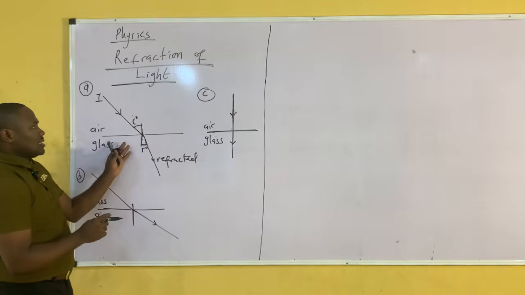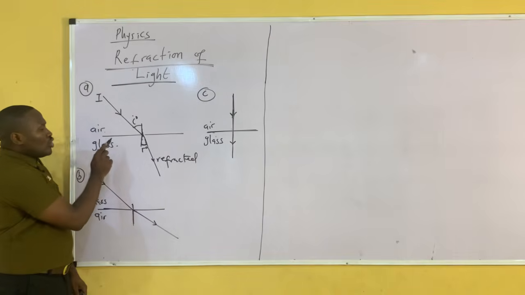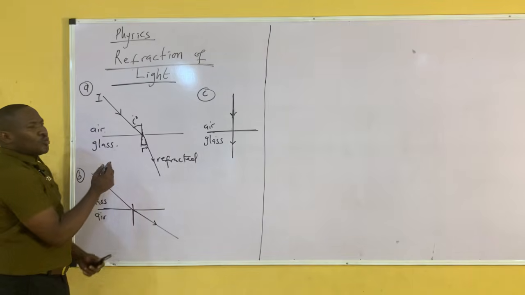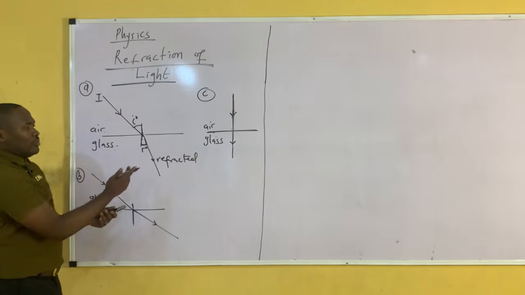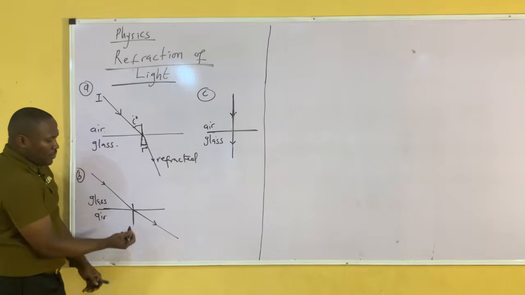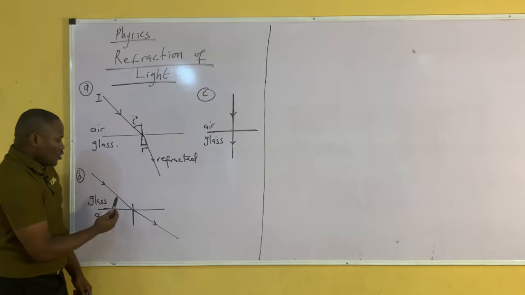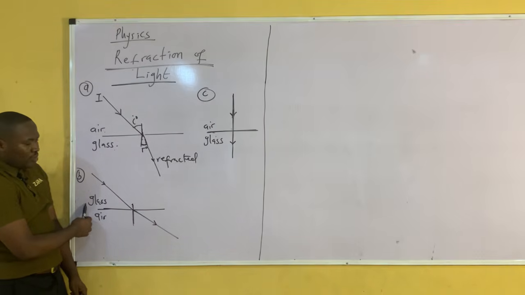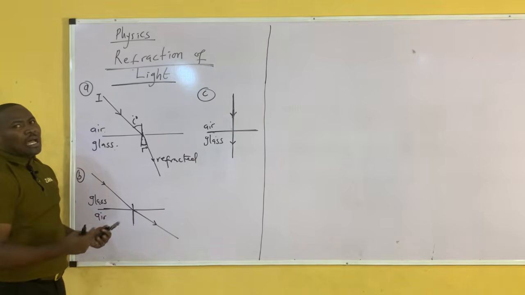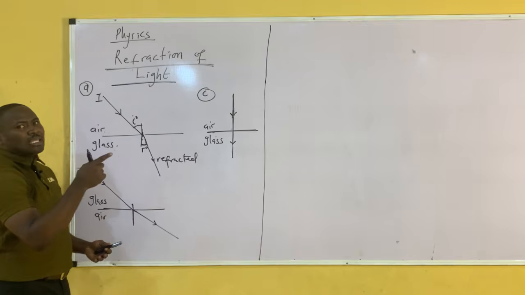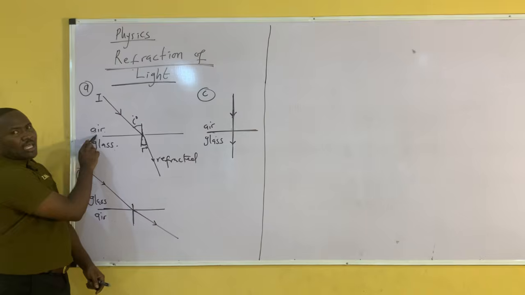Now, what is happening in this case? Light is traveling from a less dense medium to a more dense medium. So when light travels from a less dense to a more dense medium, it bends towards the normal. But if you check the second example, it's bending away from the normal. So it's traveling from a denser medium to a less dense medium. So I can have water and glass. Water is less dense than glass. So it will be the same thing as air to glass.